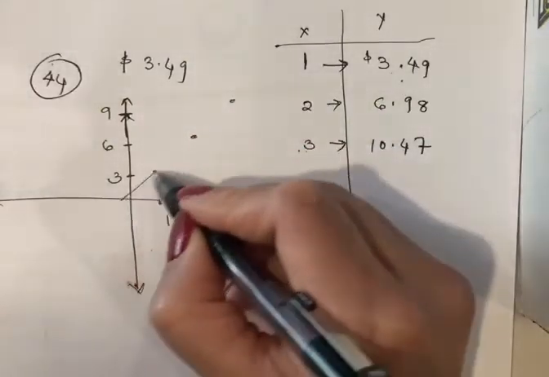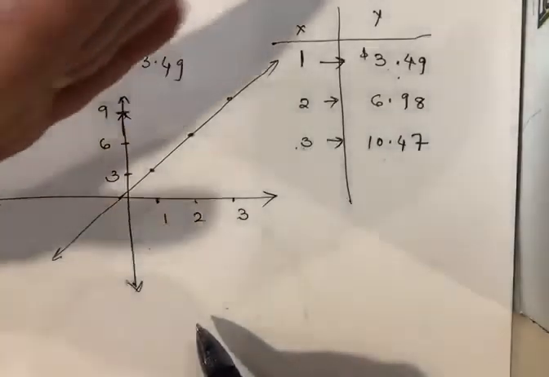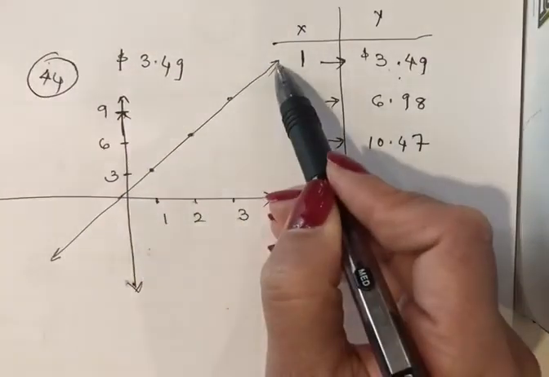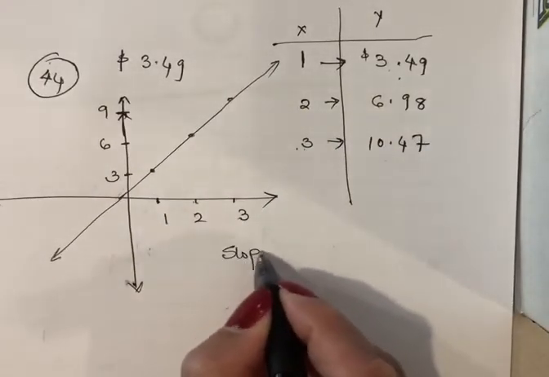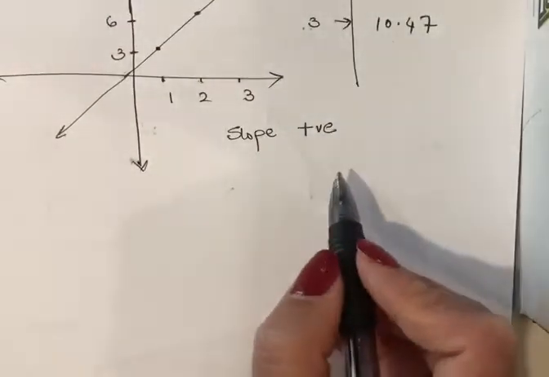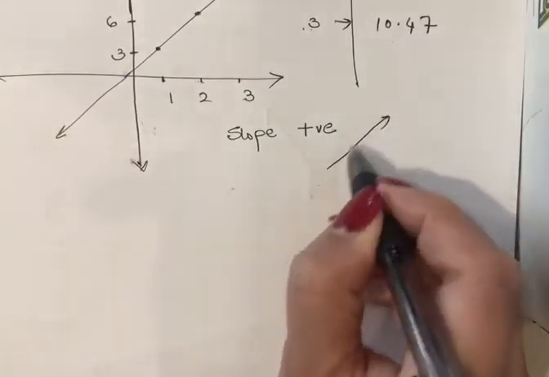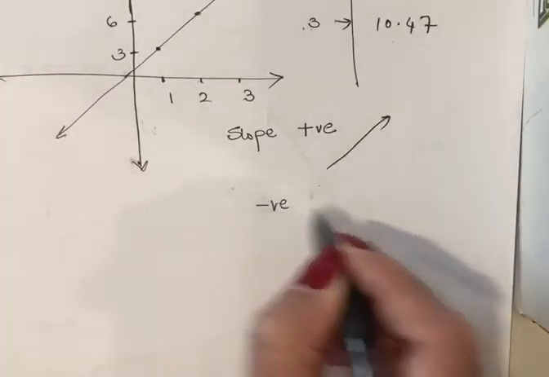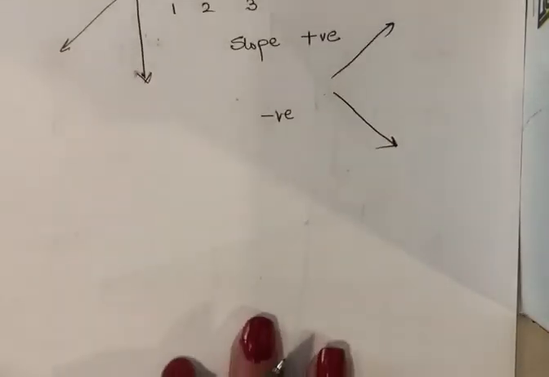So if you look at this, draw a line. You see it's a straight line and it is rising up. So the slope is positive. So you can say it has a positive slope. Now you just have to remember a positive slope is always this way, whereas a negative slope is going to be this way. Okay. Now moving on to the next problem, which is 46.